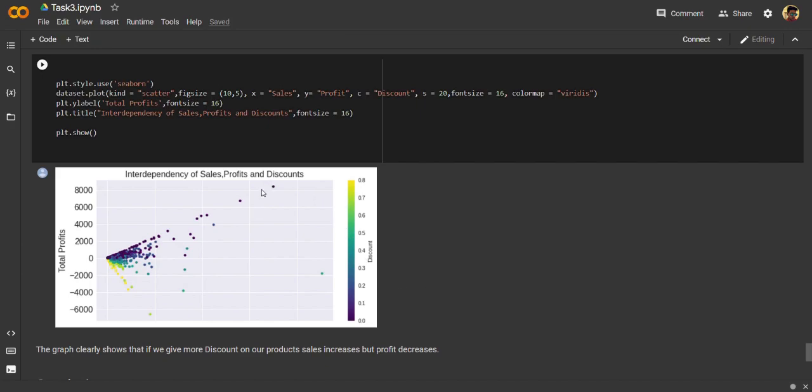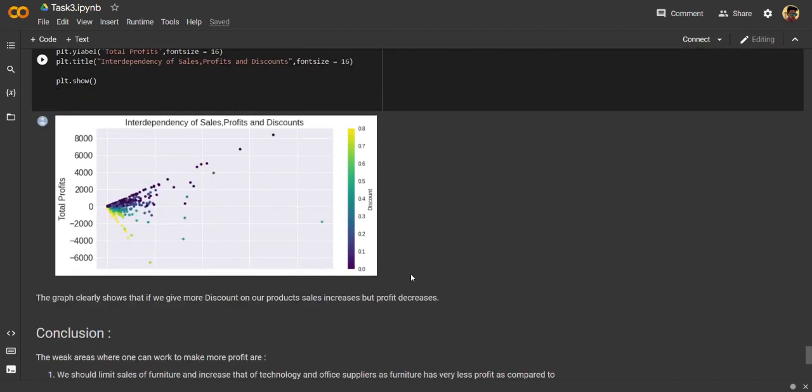Then we are finding the interdependency of sales, profit, and discounts. The graph clearly shows that if we give more discount on a product, the sales increase but the profit decreases. So if profit is the first priority compared to sales, then from the graph we can see that we need to lower the discount.